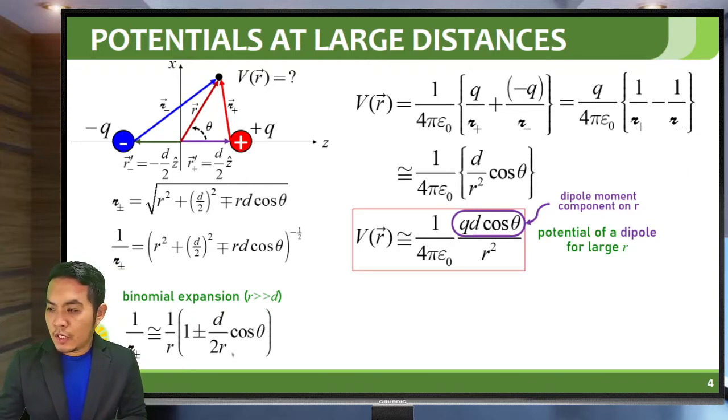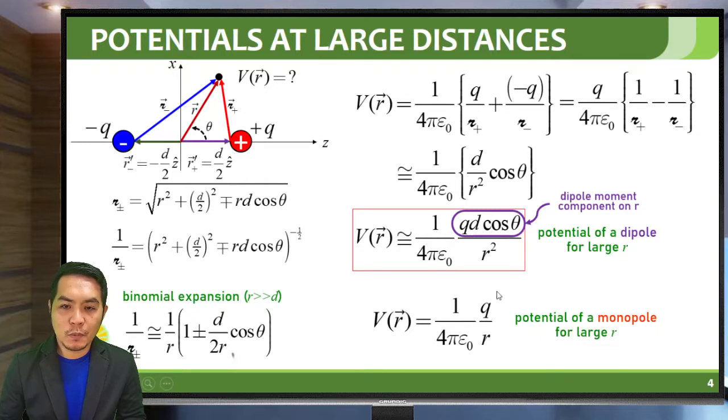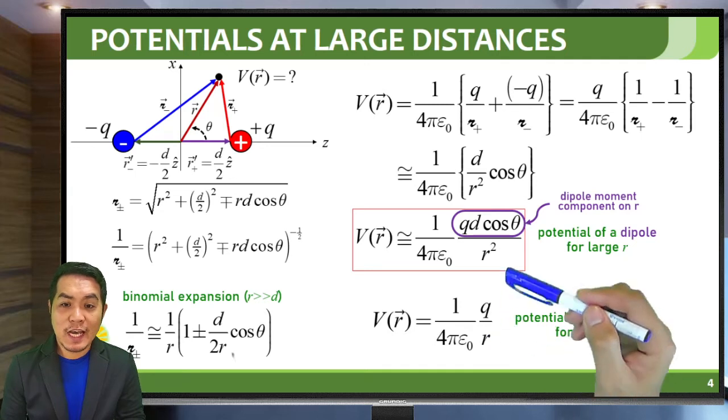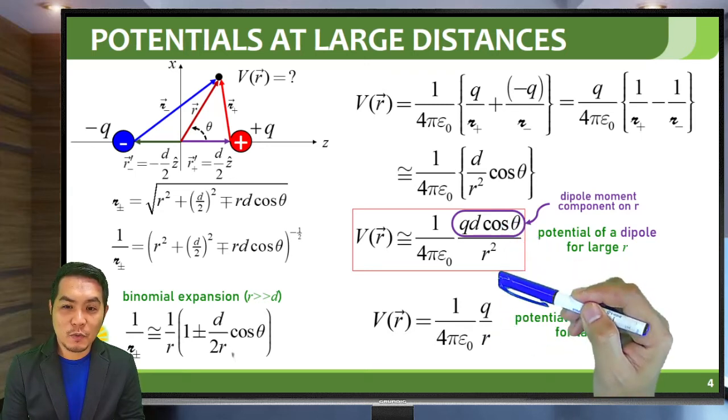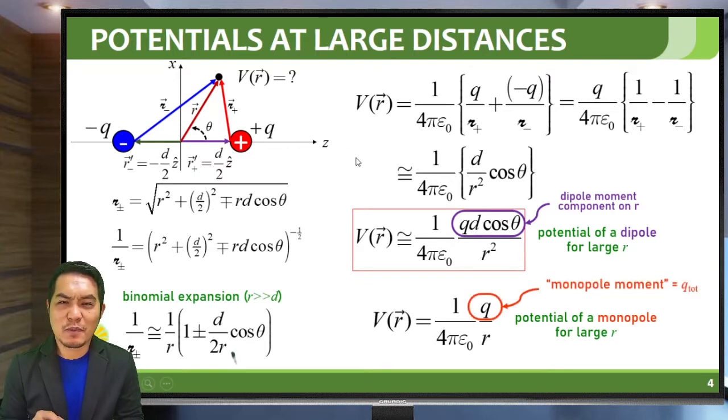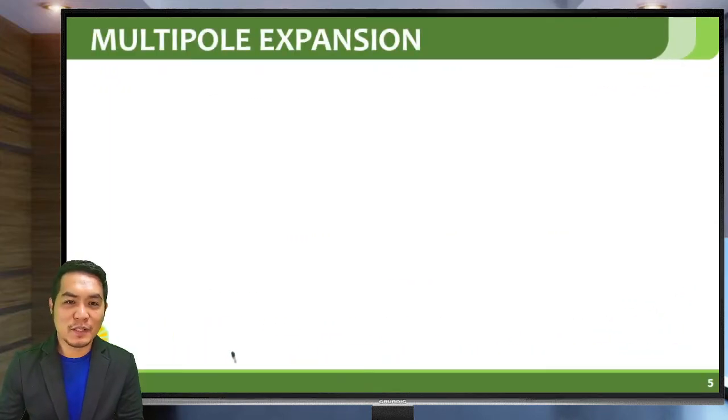Okay, so if we compare this electric potential for a monopole, you will notice that a monopole has a 1 over r dependence, and a dipole has a 1 over r squared dependence. In terms of the monopole, we can think of Q as the monopole moment, but essentially this is just the total charge. So we now generalize this to the multipole expansion.